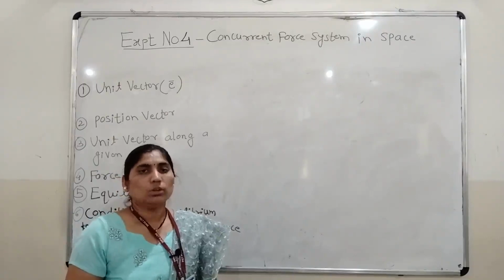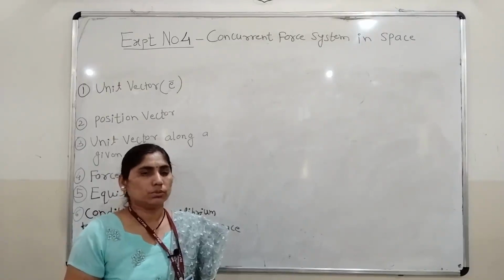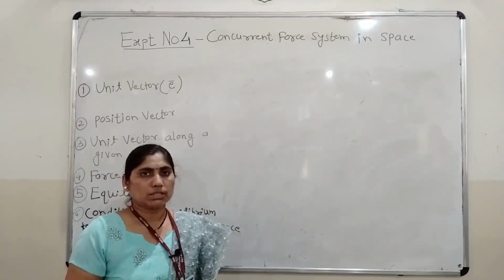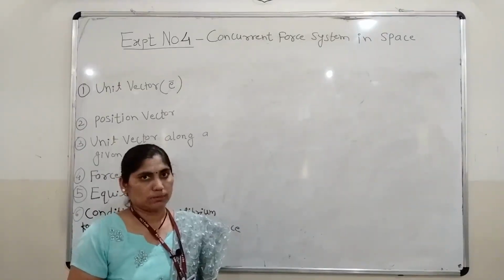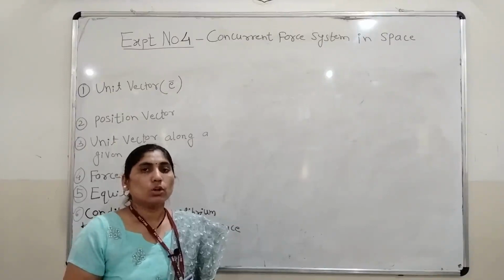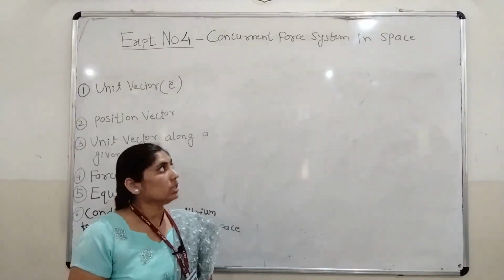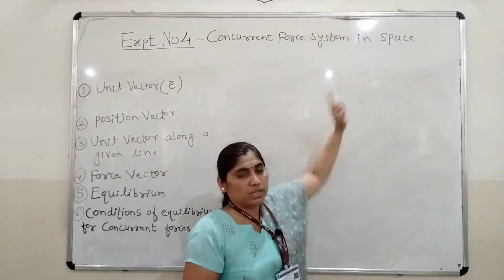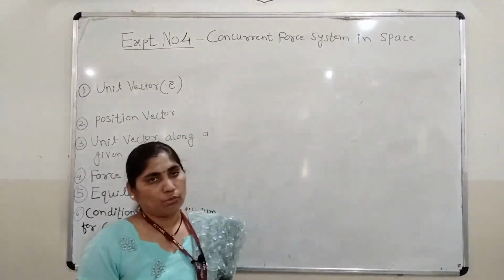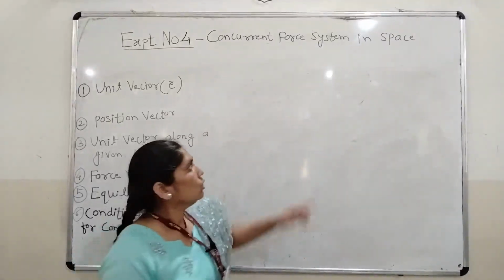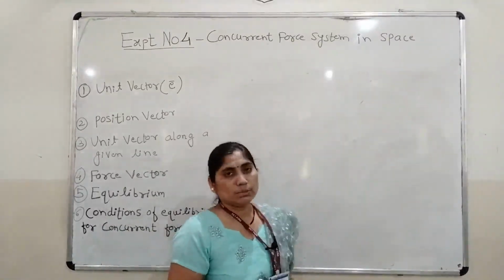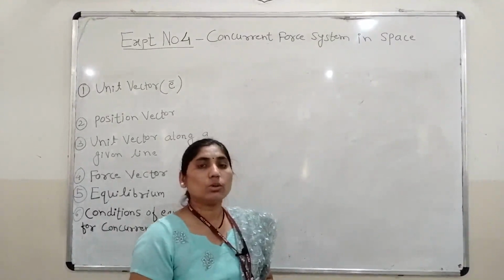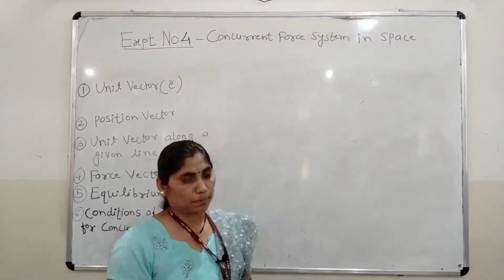force system. So broadly we will divide the force system in two parts, that is coplanar force system and non-coplanar force system. So the non-coplanar force system is also called as a force system in a space or three-dimensional force system. So force system in a space is nothing but your non-coplanar force system.